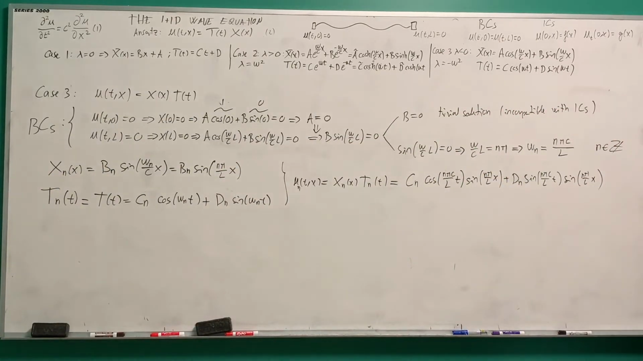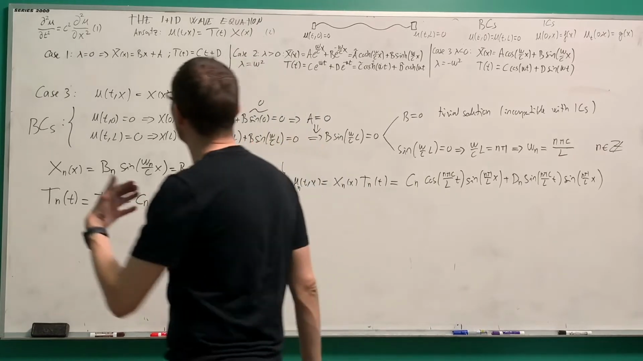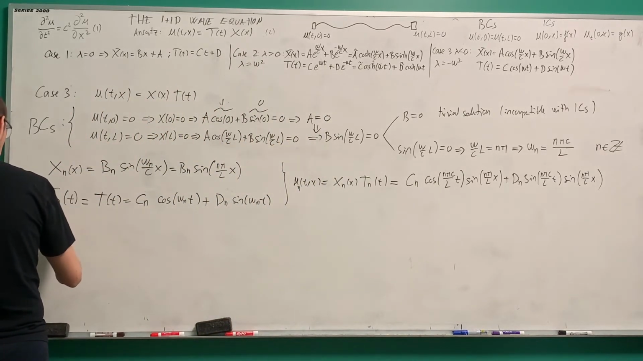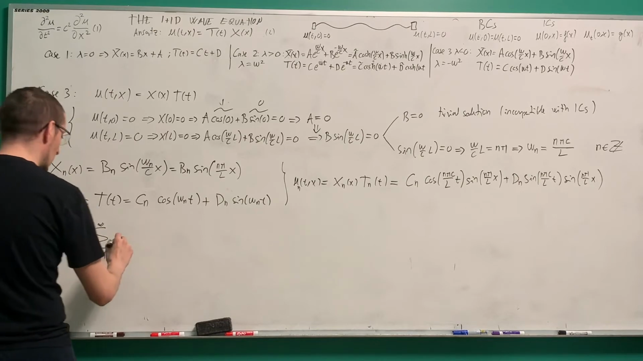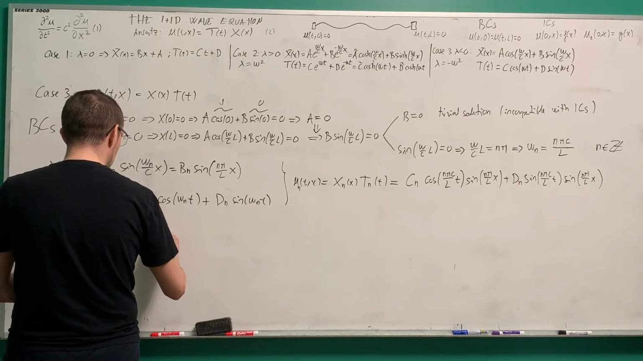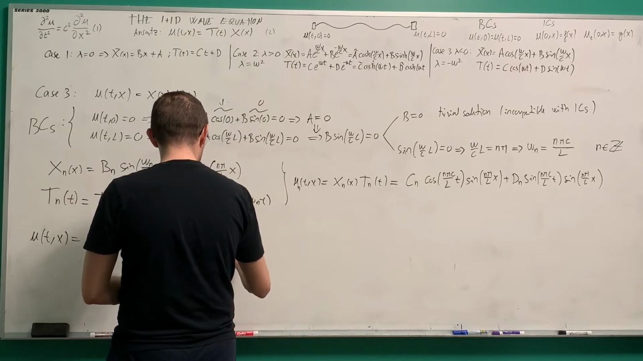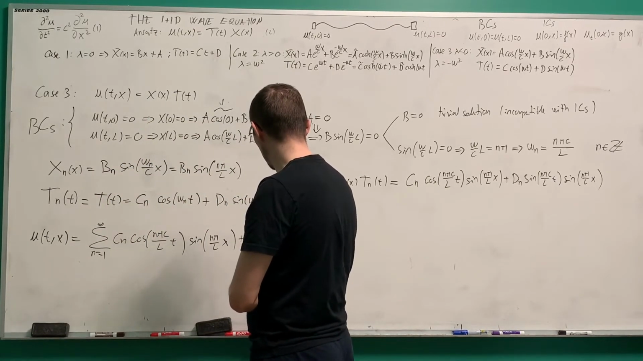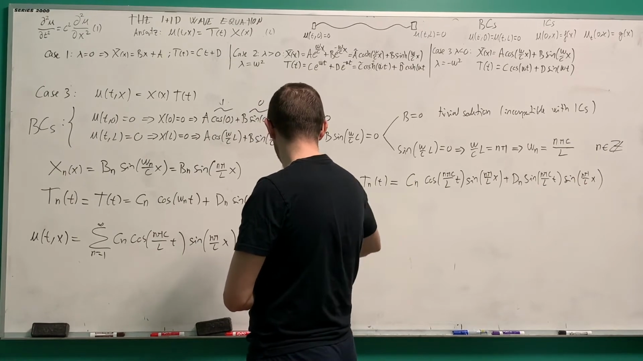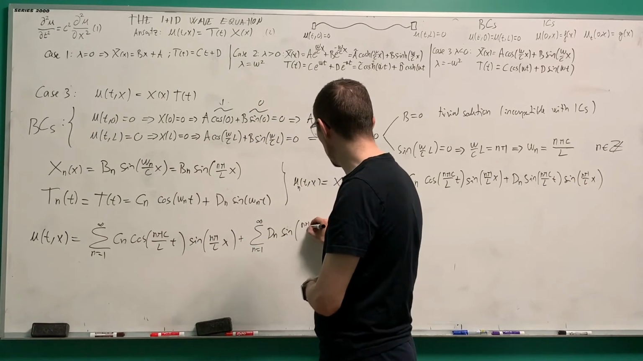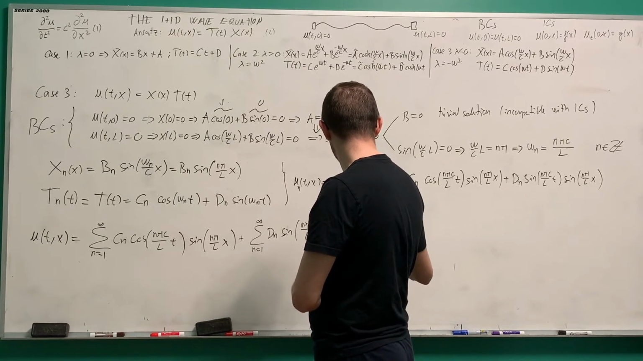All right, so I know that the solution has to be the sum of the infinitely many solutions that we have. So the general solution that satisfies the boundary conditions would be u of t, x, the sum of all the un's, so it's the sum n equals 1 to infinity of cn cosine of n pi c divided by l t times sine n pi divided by l x, plus the sum n equals 1 to infinity of dn sine of n pi c divided by l t times sine n pi over l times x.